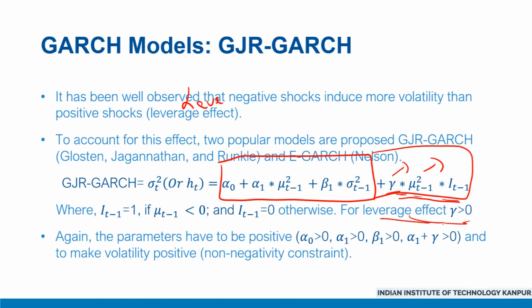So for the leverage effects to exist, this gamma should be greater than 0, because this I_{t-1} is 1 only for negative shocks. For the positive shocks, it is 0, so only the base model is run. So if there is some incremental or higher impact of negative shocks, that would be captured by the positive coefficient gamma on this term.